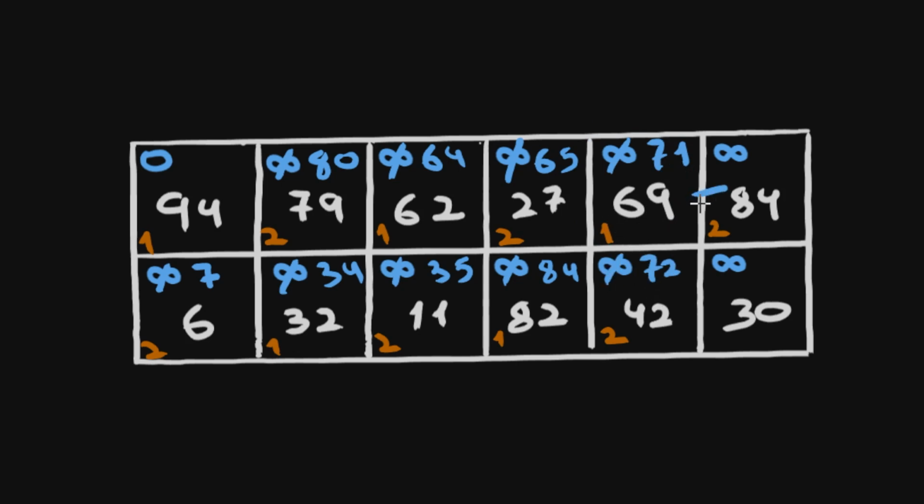And similarly, if we go here, the maximum between 71 and 84 is 84, and 84 plus 1 is 85. And now we are here, and the maximum between 72 and 30 is 72, and 72 plus 2 is 74, and that's smaller than infinity, so this is now 74. So now we know the minimum time to go from the source to the last room is 74, so we return 74.